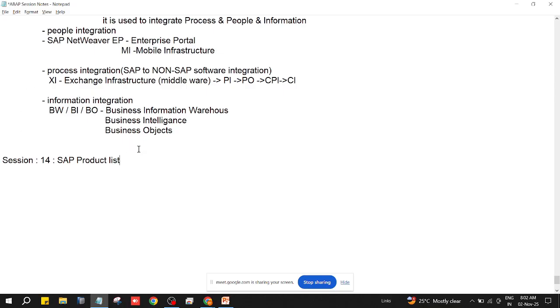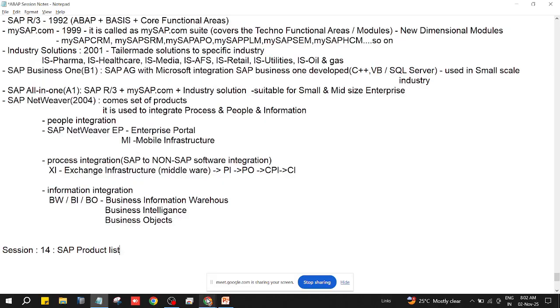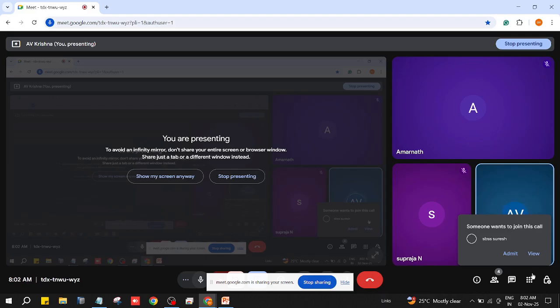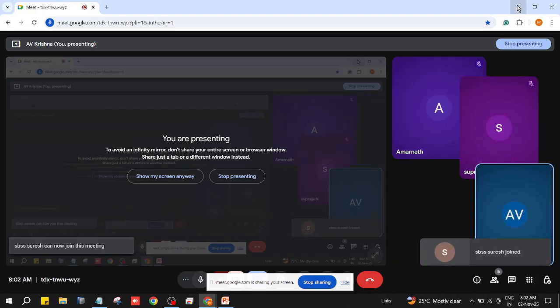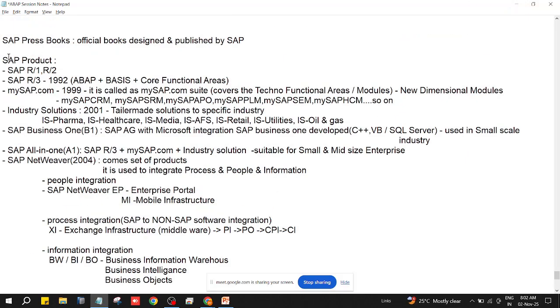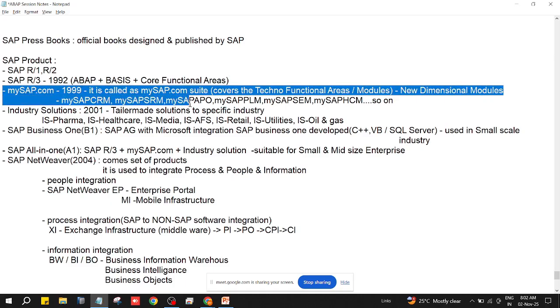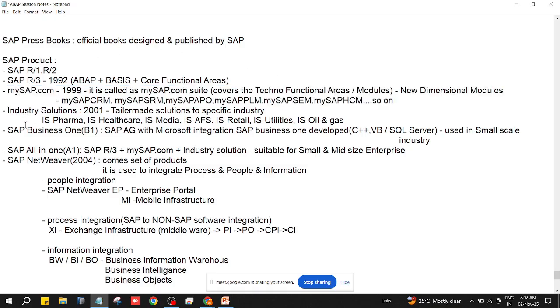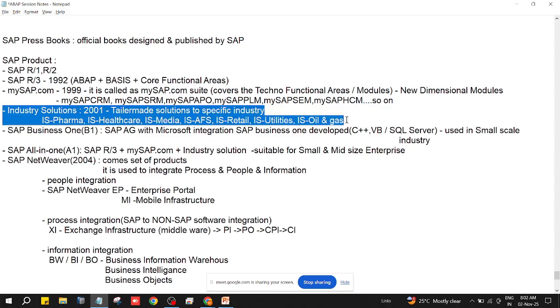So if you look at it from the SAP products point of view, SAP is a product company, right? In SAP, you will find several products, as I covered in the previous R1, R2, R3. This initially targeted the first high-level companies. At one stage, we had the mysap.com suite introduced, which is an extension to the core modules. At one stage, SAP introduced several industry-specific solutions.